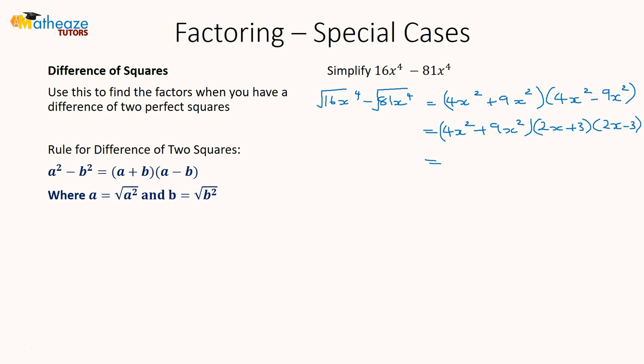So what we now have here is 4x squared plus 9x squared is 13x squared, 2x minus 3, 2x plus 3. So that's another way of rewriting this.